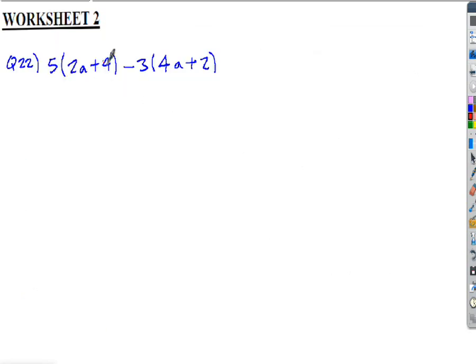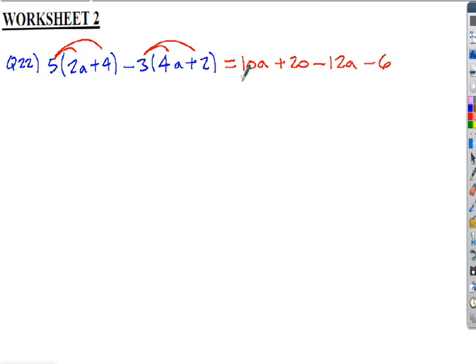In question 22 we've got two brackets here to expand, but we just simply expand the first bracket and we'll expand the second bracket in the way we have in previous questions, and we're going to collect the terms together. So equals to 5 multiplied by 2a is 10a, 5 multiplied by 4 is plus 20, first bracket dealt with. Second bracket, negative 3 multiplied by the 4a becomes negative 12a, and negative 3 multiplied by the positive 2 becomes negative 6.